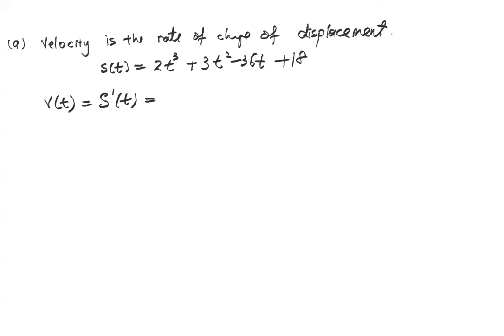Okay, are you done? Okay, so I get 6t squared plus 6t minus 36, in cm per second.